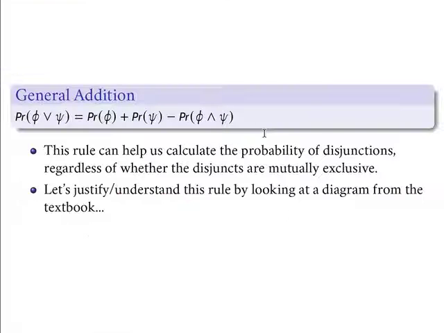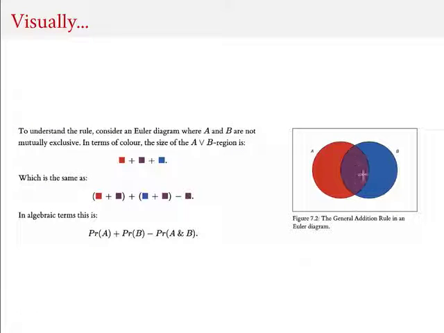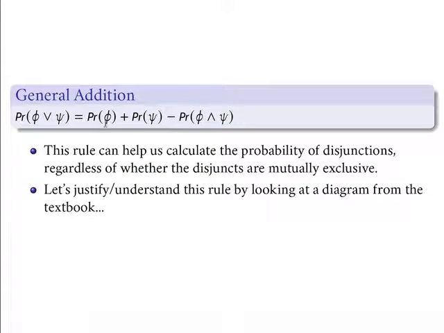But then what we have to do is subtract their overlap, because if we didn't subtract the overlap, we would be counting the purple region twice. So adding up the red, the purple, and the blue is the same as adding up the red plus the purple, which is the entire A region, with the blue plus the purple, which is the entire B region, and then subtracting the A and B region. And that's exactly the general formula we have here.